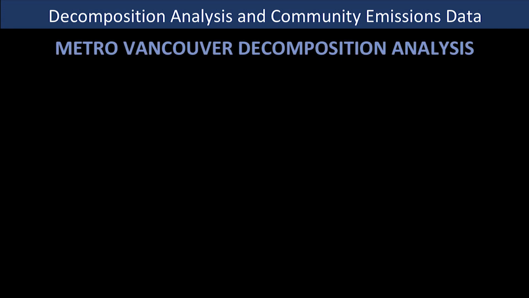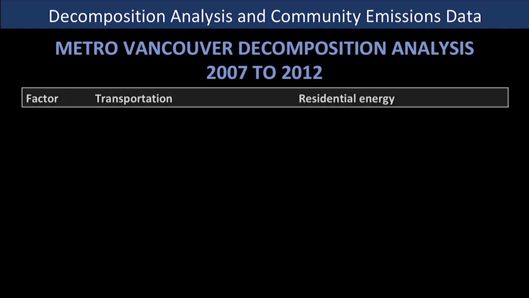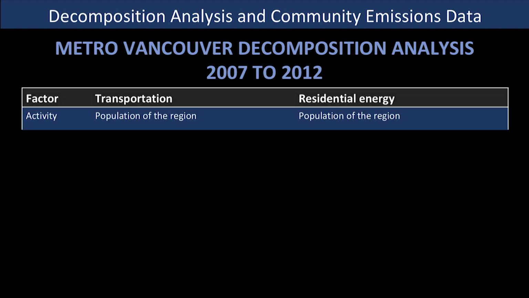So we created a couple of decomposition models and ran them for Metro Vancouver. We used the community energy and emissions inventory data that is produced by the province. They only had 2007 to 2012, but still it worked well to explore if this is actually useful for planners, so it still worked well for our purposes. We created two models, transportation and residential energy, and as you can see here, the activity factor for both of them is the population of the region.